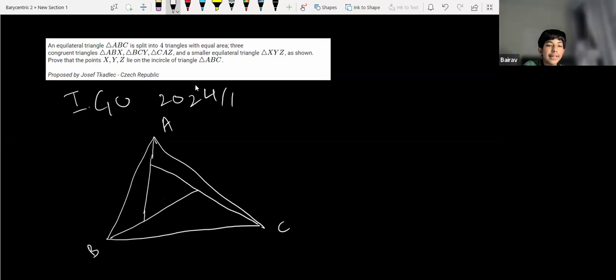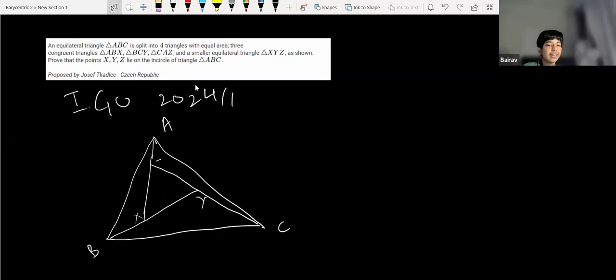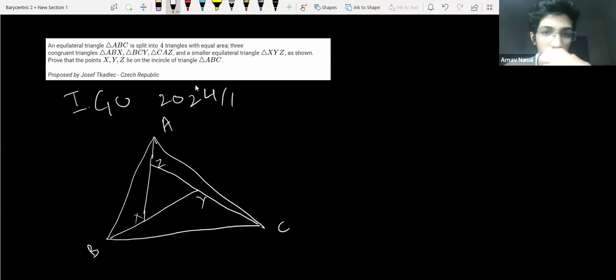Oh wait, I didn't realize it would be... I had for some reason thought it would be a different sort of configuration, like a medial triangle configuration. And then it has to be... Okay, I see. Yeah, because even XYZ has to be equilateral, no? And they have all equal areas, that is given.